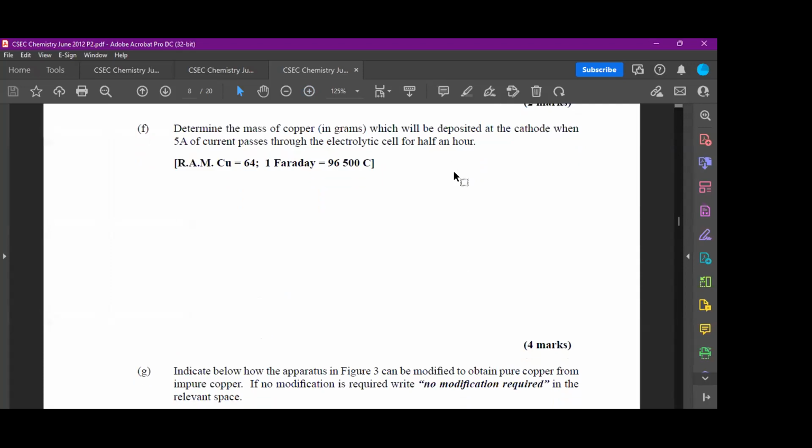Determine the mass of copper in grams, which is deposited at the cathode when 5 amps of current passes through the electrolytic cell for half an hour. We know to calculate this, what's the equation again? Q equals I times T. We know I is equal to 5, and T is equal to 30 times 60, which is 1,800.